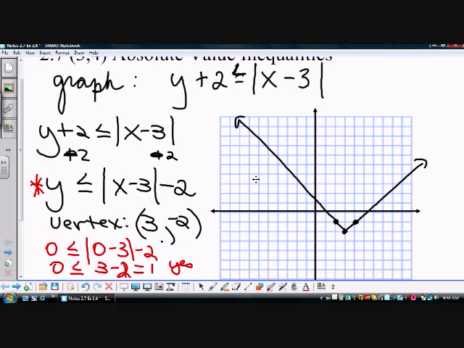So with absolute values, you're either going to shade above the absolute value graph or below the whole absolute value. So since 0, 0 is included, I'm going to shade below the whole absolute value.